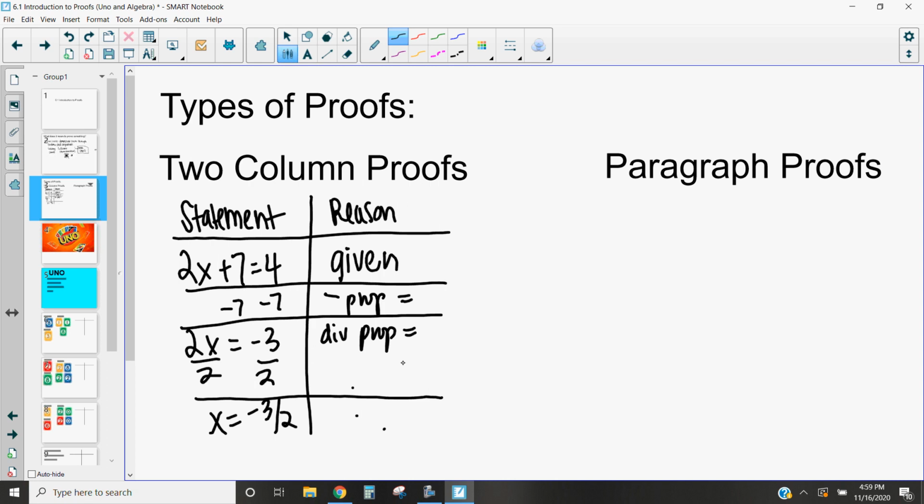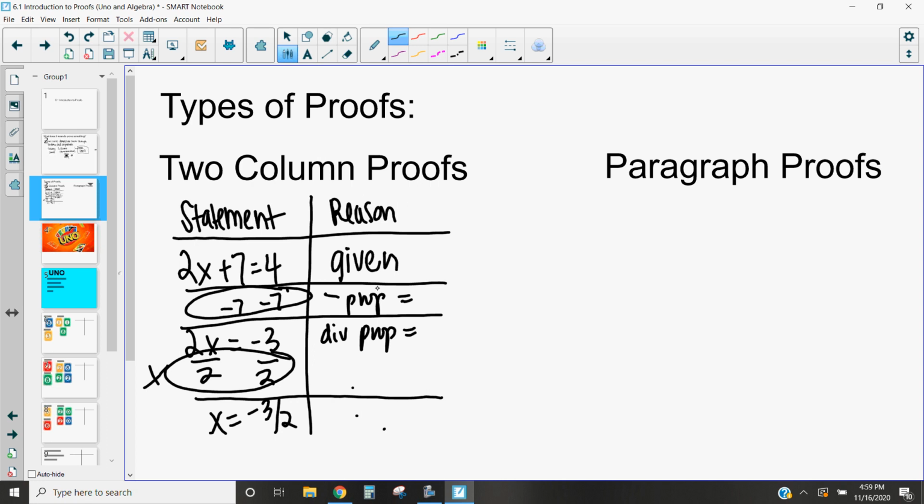Now, when we write these proofs, we don't write the middle step. So what we would see is this 2x + 7 = 4 and 2x = -3. Well, how do we know 2x = -3? By the subtraction property of equality. And then we would look at that next step and say, oh, by this equality. Now, two-column proofs are great if we're trying to flesh out our ideas and get things written.